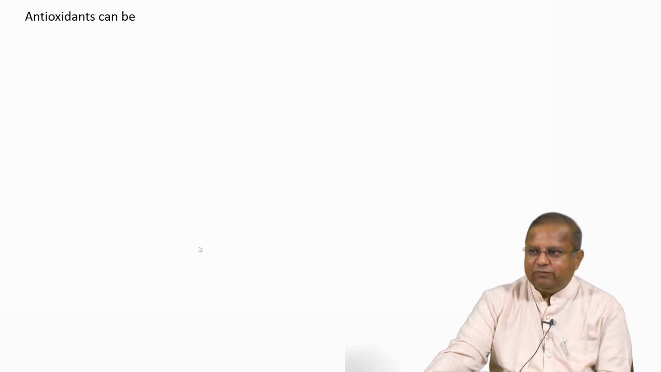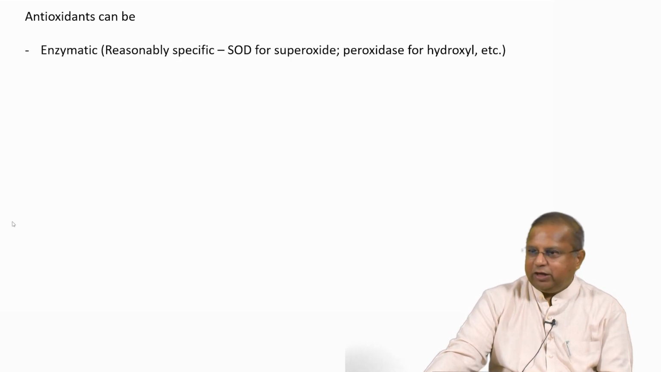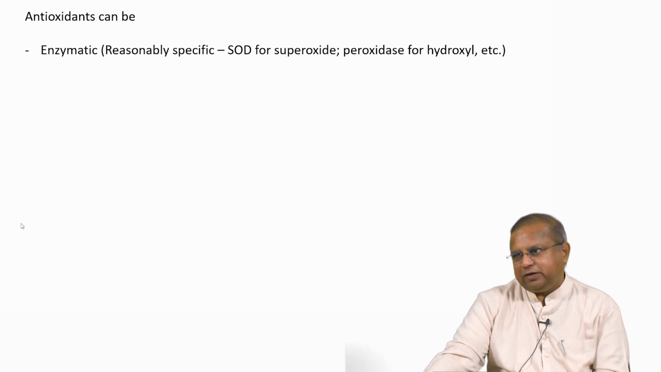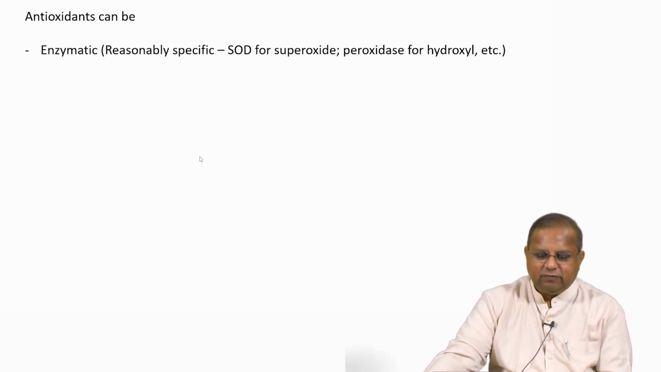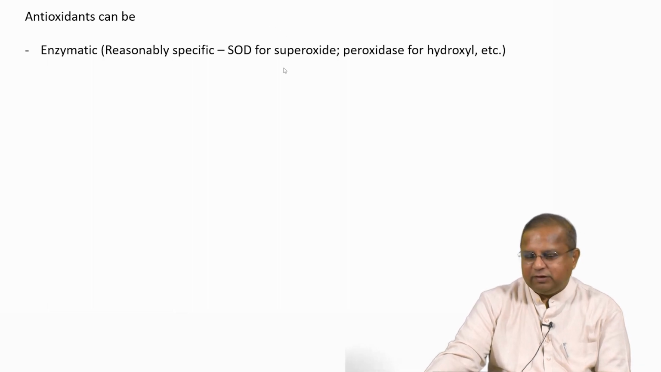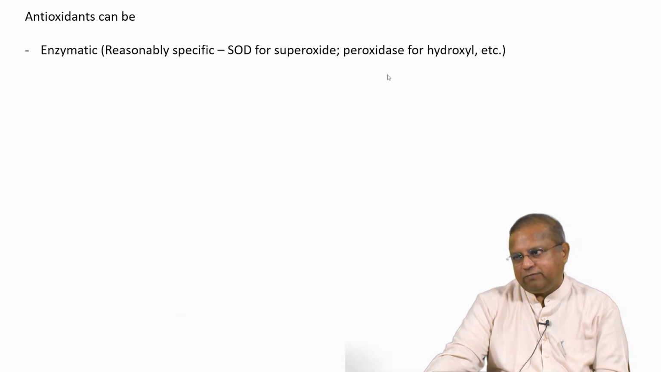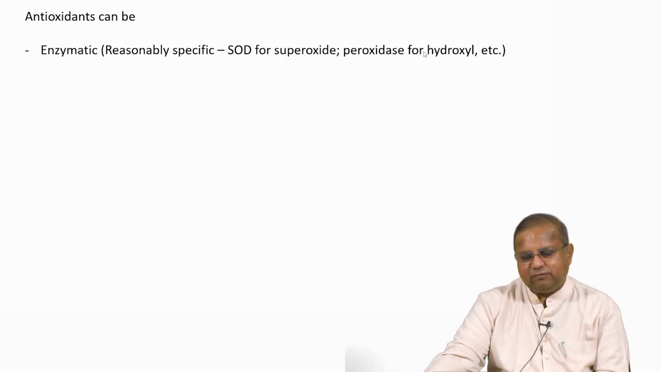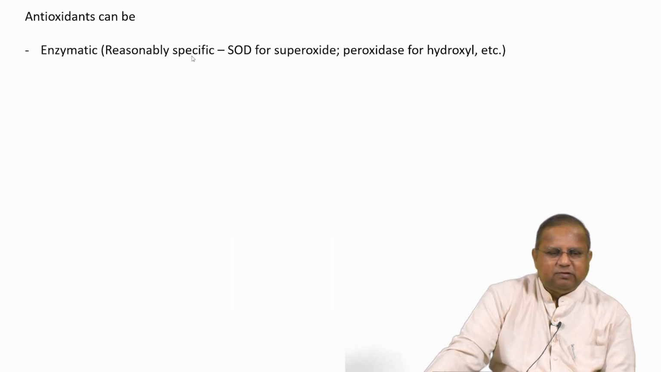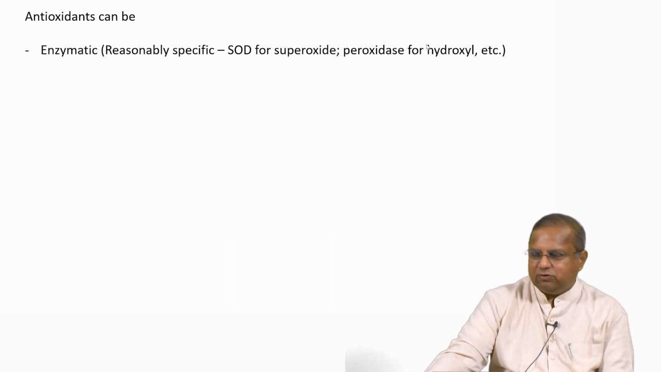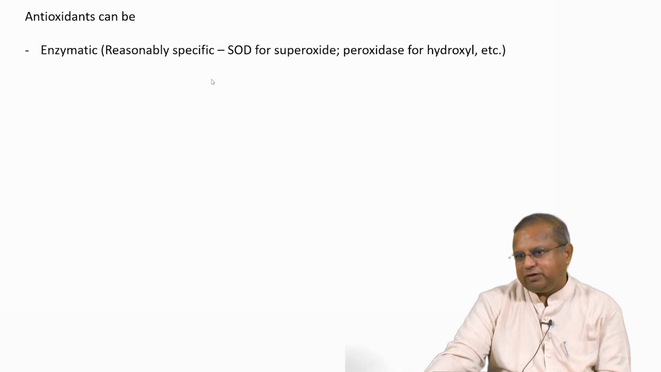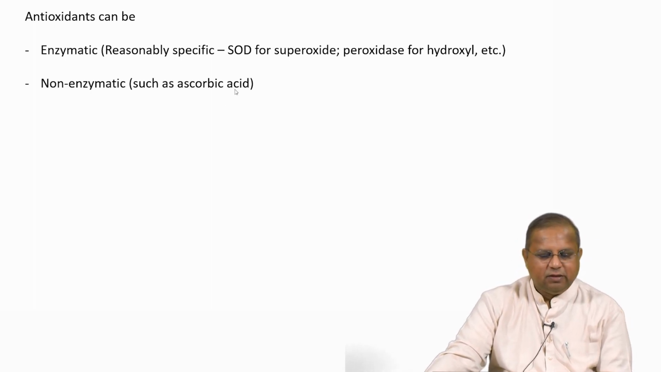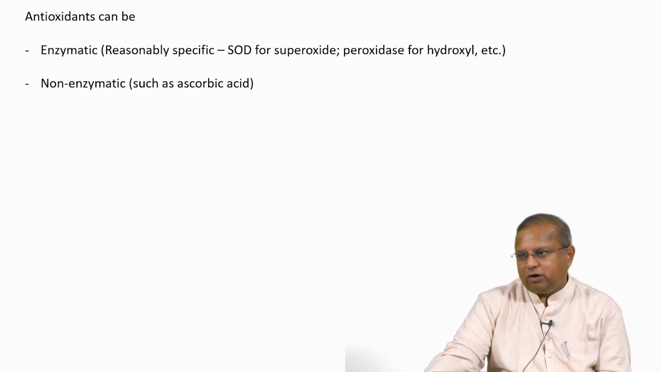Antioxidants can be of various different types. They could be enzymatic. Enzymatic ones are reasonably specific. For example, superoxide dismutase is reasonably specific for superoxide. Peroxidase is specific for hydroxyl. Remember this, peroxidase for hydroxyl. Superoxide dismutase is quite straightforward for superoxide, and so on. So, you could have specific enzymes against specific reactive species. They could be non-enzymatic, such as ascorbic acid, which are usually not very specific.